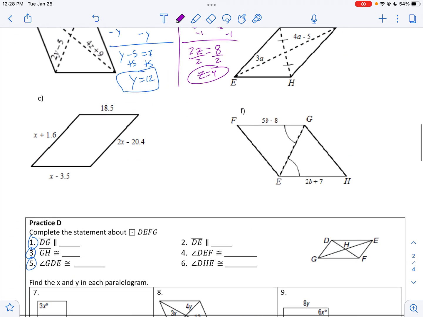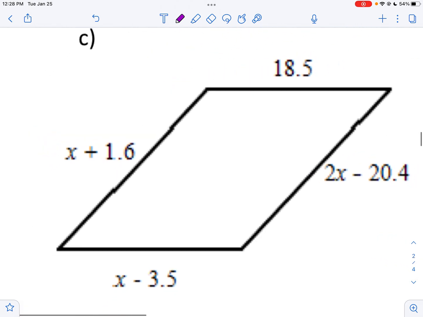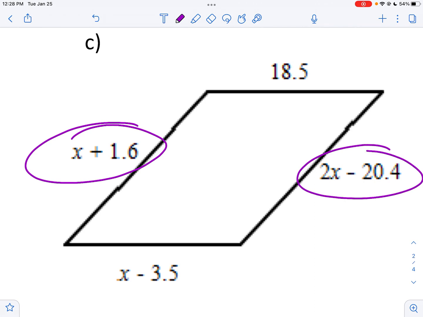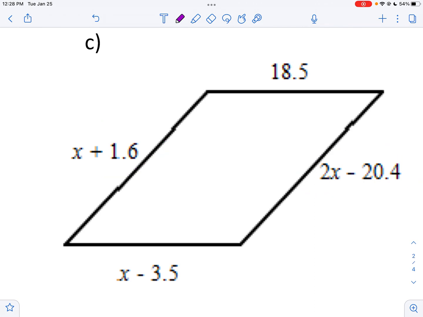But we're going to look at a few other things. I just want to mention on C. We haven't seen one like this before, but if it's a parallelogram, opposite sides are congruent. So you can just set this equal to this and solve it. These are pretty quick. So you can set those equal and solve them because they're opposite sides of a parallelogram.